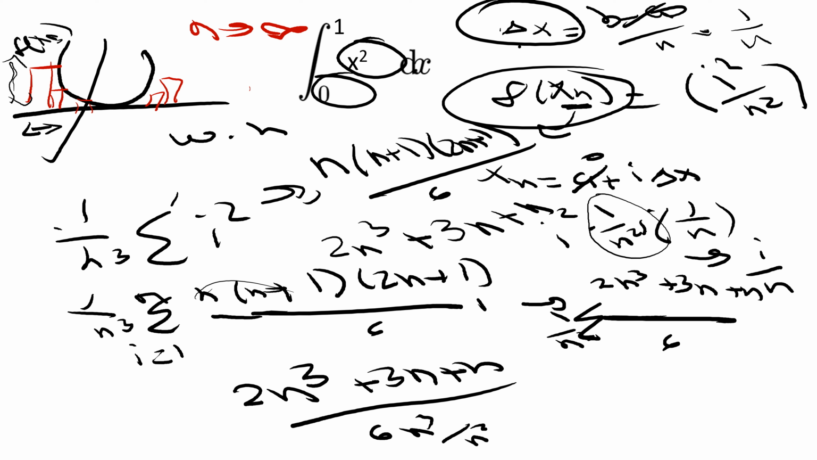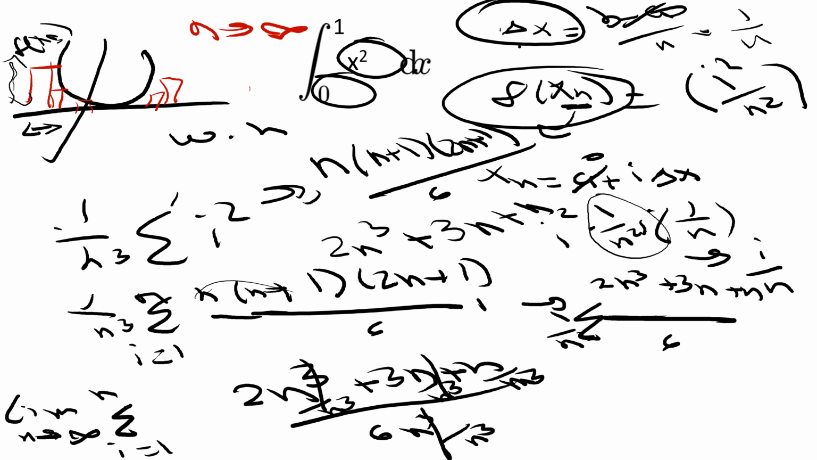I will divide by the largest power because it equals the limit as n approaches infinity. Dividing by n cubed throughout, I will get 2 over 6, and 2 over 6 would give us 1 over 3. So this is the answer, 1 over 3.